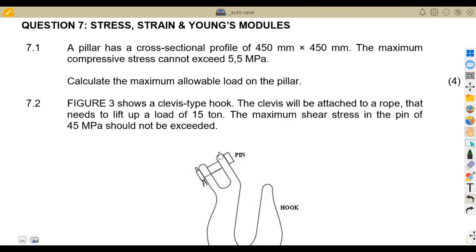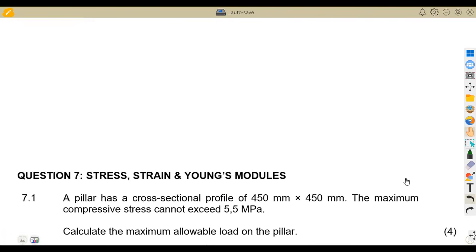All right, so question 7.1, we're not going to waste much time. We were given a pillar that has a cross-sectional profile of, whenever you're given this times this, or they can write 450 by 450, it's the area that you are given. So this pillar is in the form of a square because we are given the same units. So here we are obtaining side times side, so you are given the area.